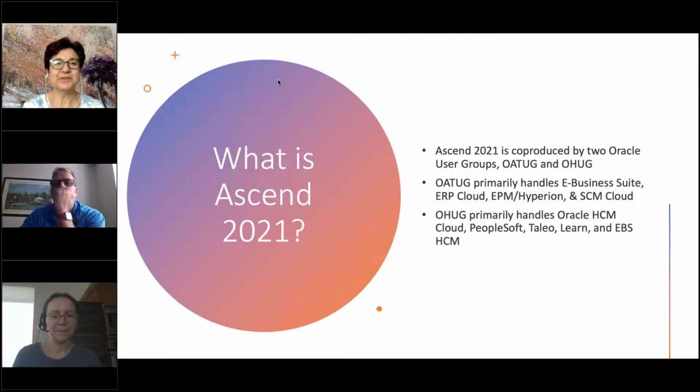Ascend 2021 is going to be one of the premier educational events of the year for Oracle customers. We're putting it together with OHUG and OETUG to put on a full conference with a very broad range of topics and to cover all or most of the product lines for applications. OETUG, as you know, primarily handles eBusiness Suite, ERP Cloud, EPM and Hyperion, and SCM Cloud. And OHUG primarily handles all HCM topics: HCM Cloud, PeopleSoft, Taleo Business Edition and Taleo Enterprise Edition, Taleo Learn, which used to be learn.com, and eBusiness Suite HCM. So there's a great program that you'll all hopefully be part of.